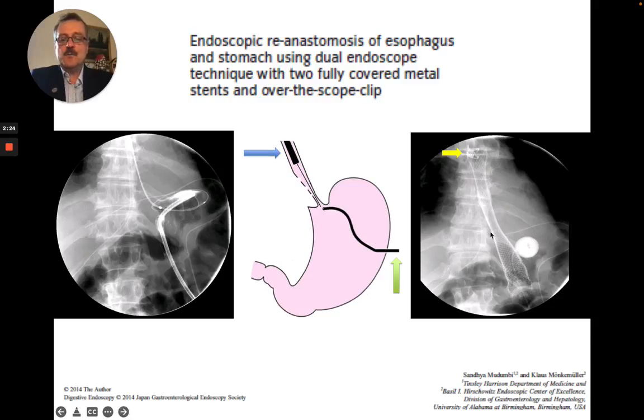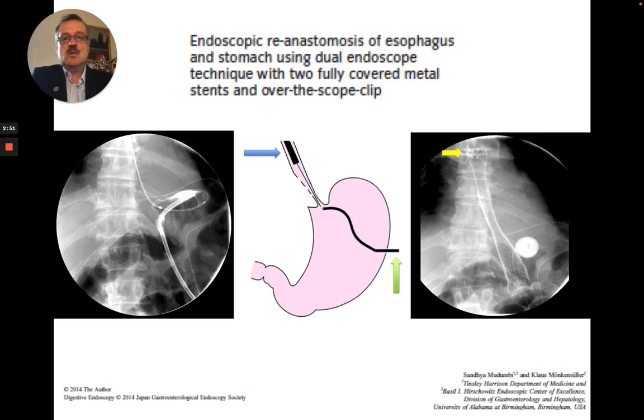We have an example of a patient who was sent to us from another hospital after the patient had undergone a placement of a metal stent for an esophagus cancer. Unfortunately, the stent was placed across the stomach and the esophagus at the GE junction, into the pleura and peritoneum. There was a big perforation.